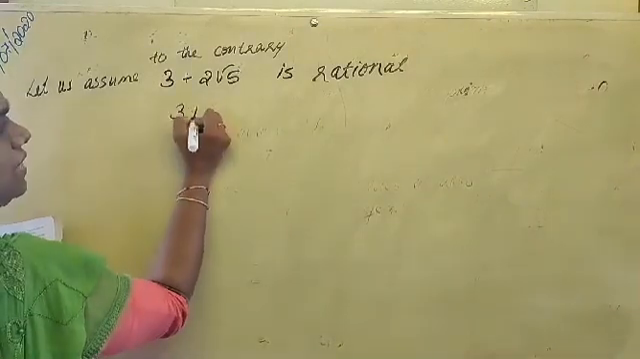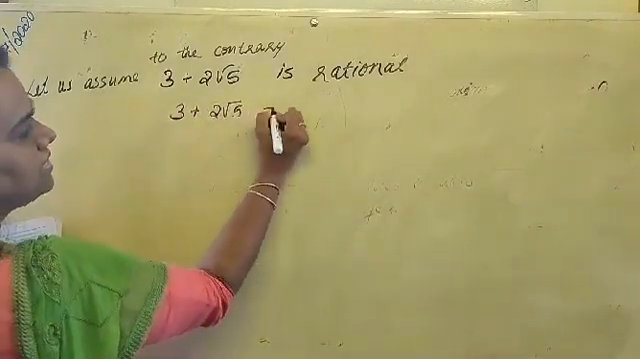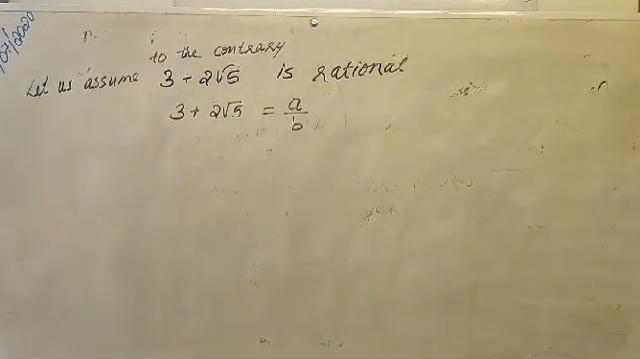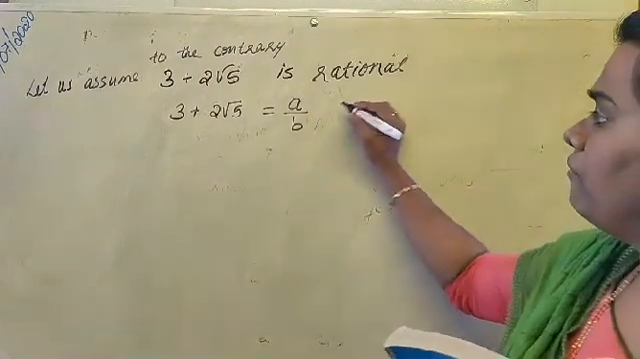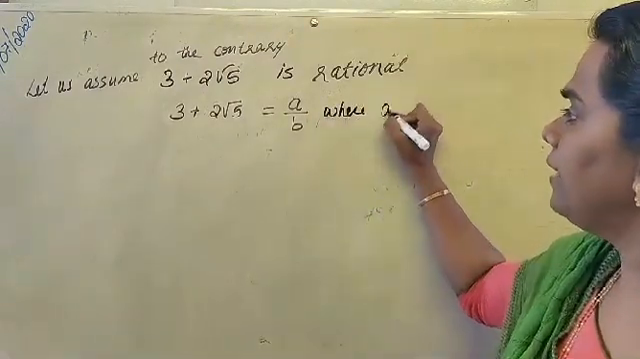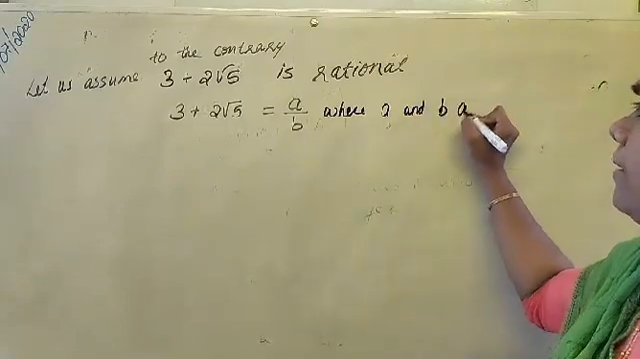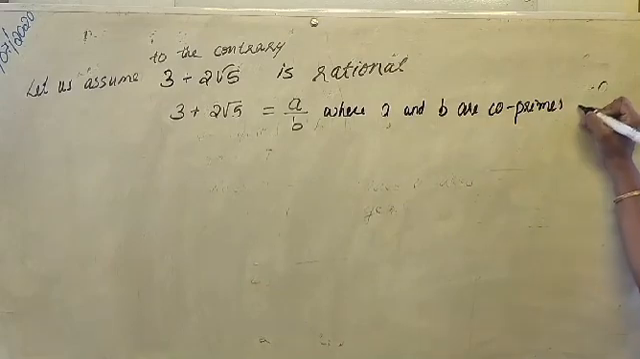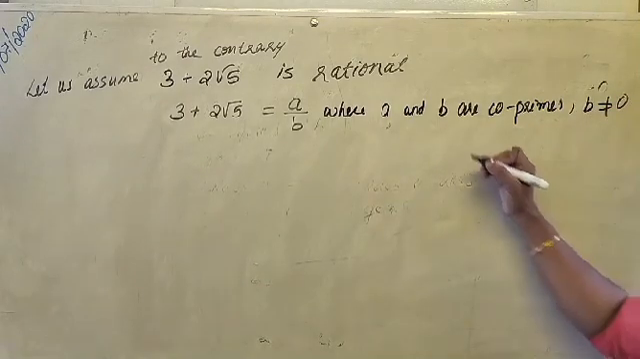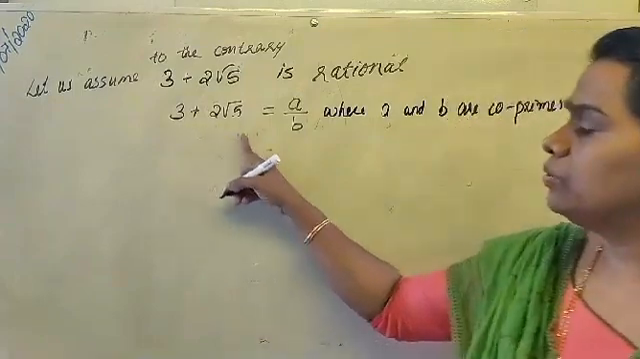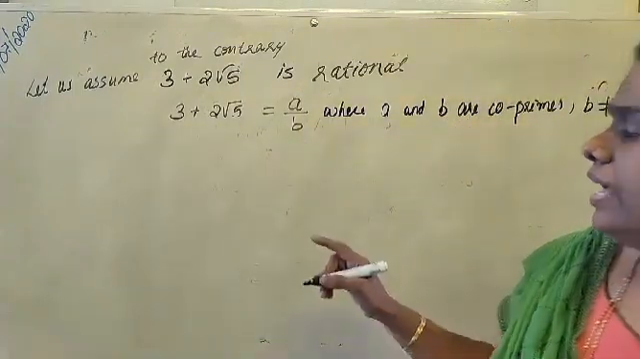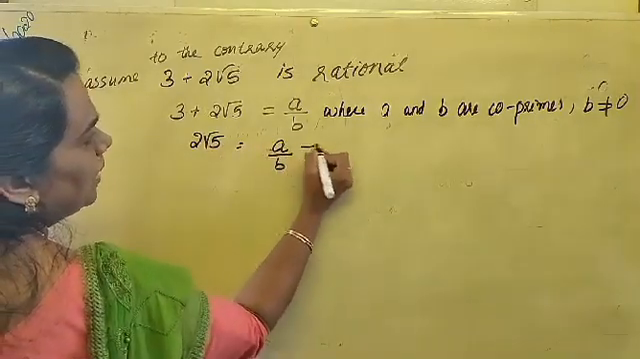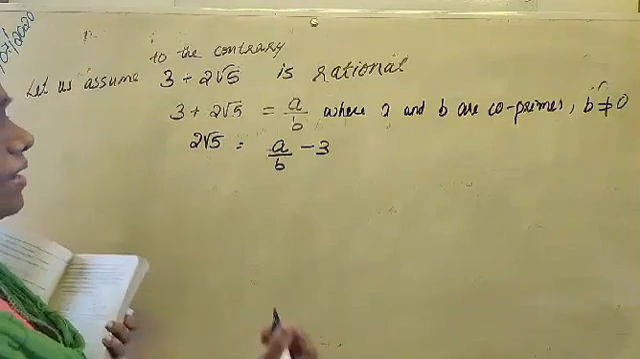Since it is rational, we can write 3 plus 2 root 5 is equal to a by b, where a and b are two co-prime numbers. Co-prime means no common factor, such that b is not equal to 0. Then how can we write this? 3 plus 2 root 5 is equal to a by b. So we can write 2 root 5 is equal to a by b minus 3. Here 3 is added, so we can transpose that.